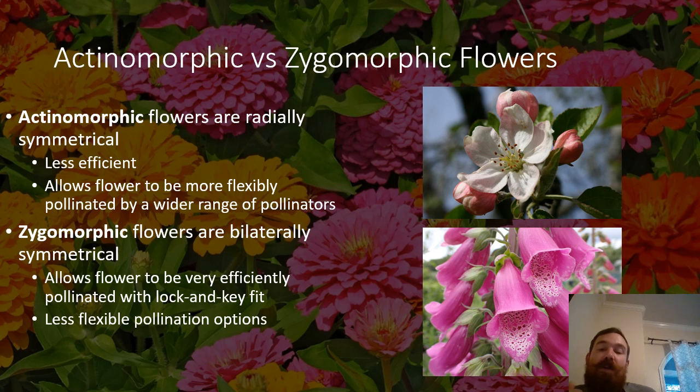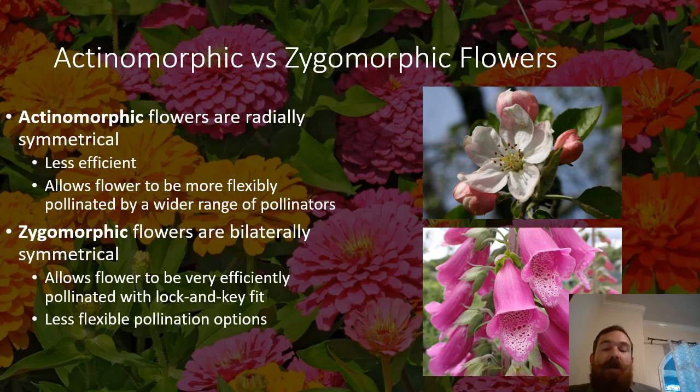So if a bee crawls into one of these foxglove flowers on the bottom here that are bilaterally symmetrical, that foxglove, like we talked about earlier, can deposit that pollen in a really targeted way on the back of the bee to guarantee that the pollen is deposited onto the stigmas of the next flower the bee visits.